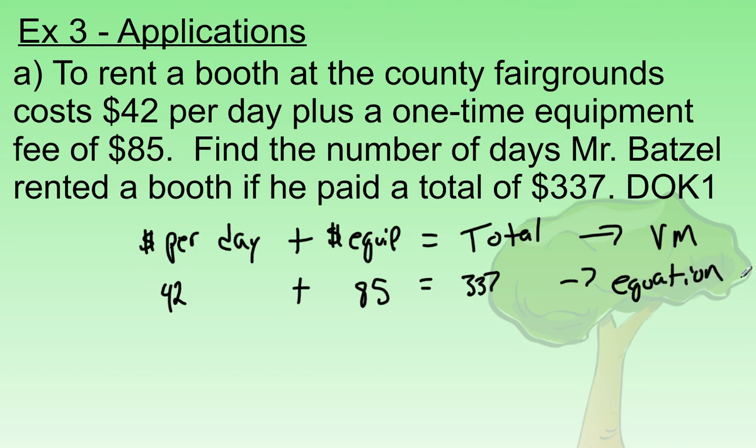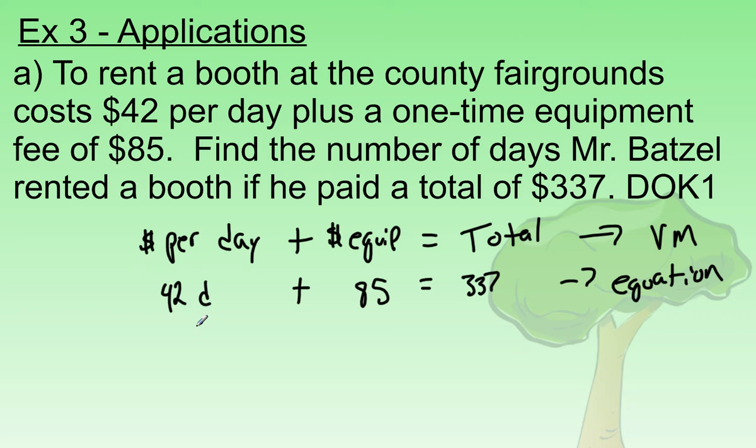Did you spot it? It's right here. You're not just paying this $42 one time. You're paying this $42 every day. So if he's there for one day, he pays $42. If he's there for 2 days, $84. 3 days, you get the idea. It's $42 every day. So since that thing is happening over and over and over and over again, it is a multiplication.